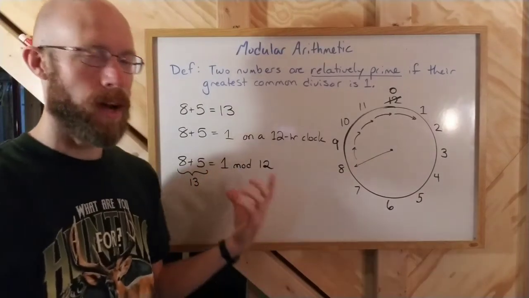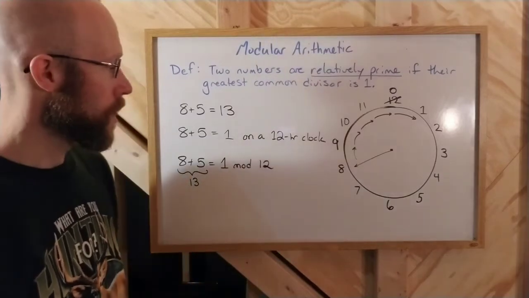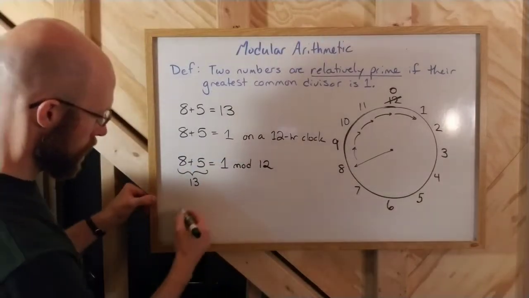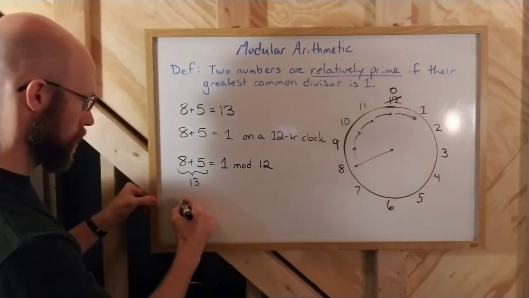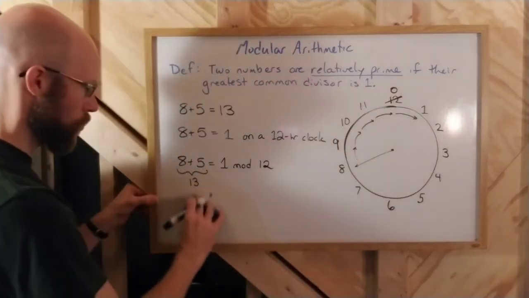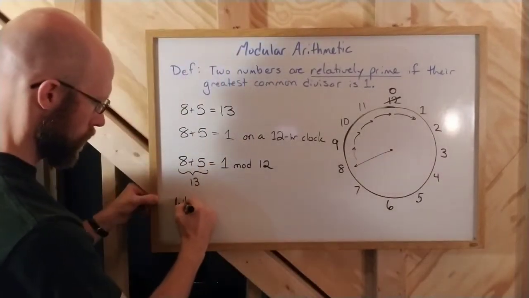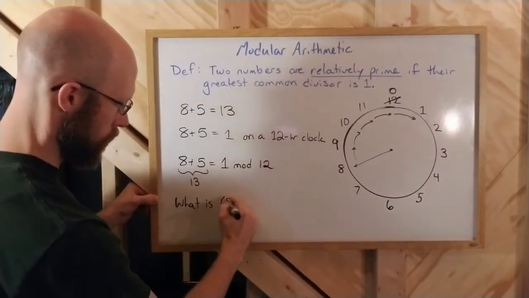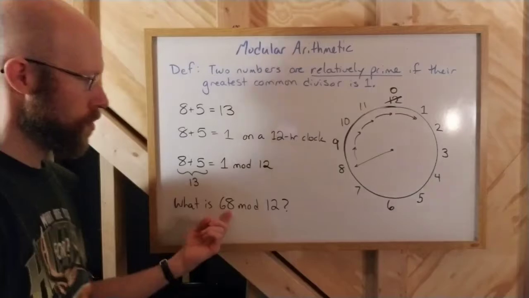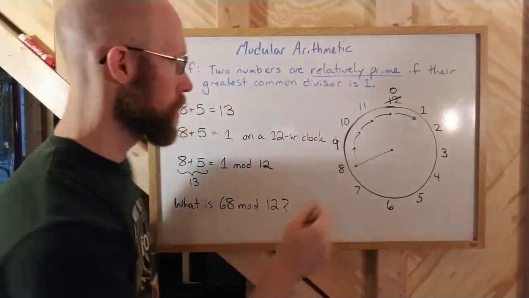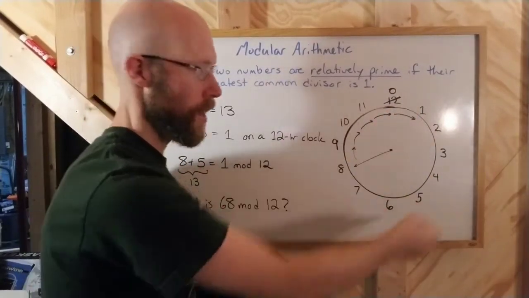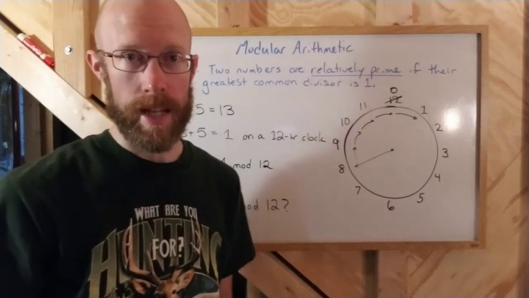And so how do we calculate these things is a question. Especially if my numbers are big. So if I wanted to figure out what 68 is, what is 68 mod 12? Let me write that. In other words, where would you end if you started at 0 and just went around 68 hours on a 12-hour clock? Where would you end? That's essentially what's being asked here.